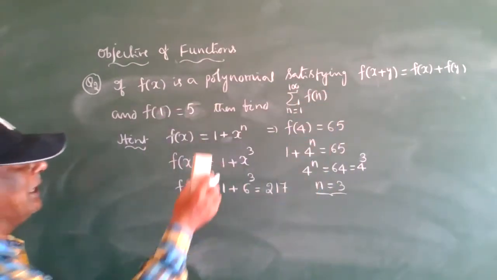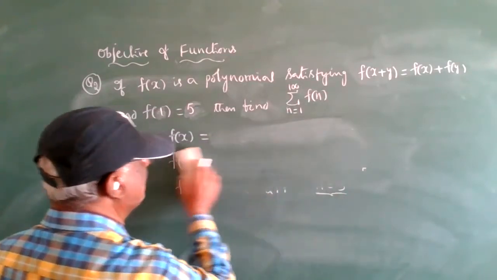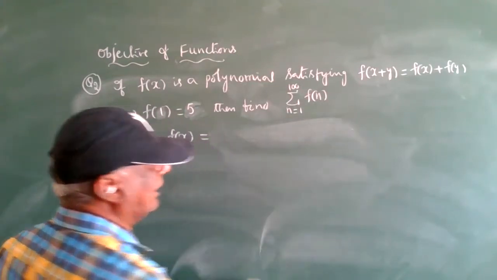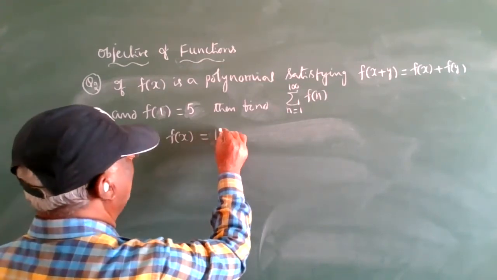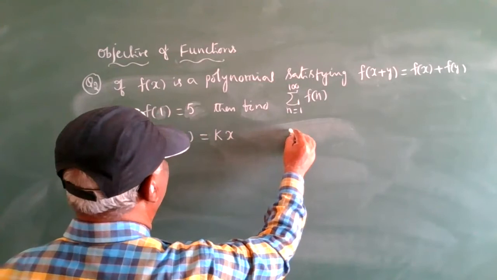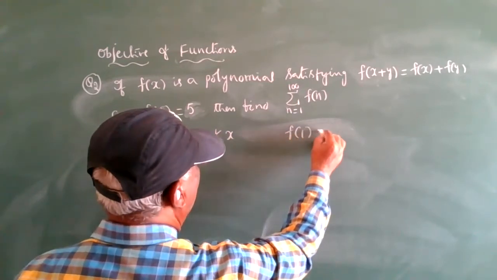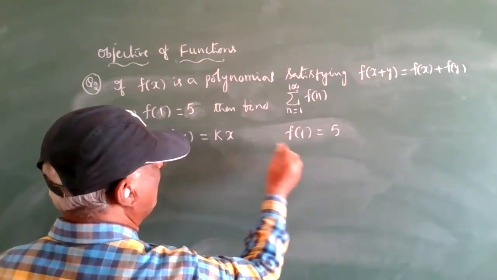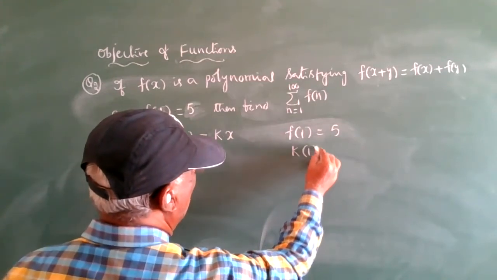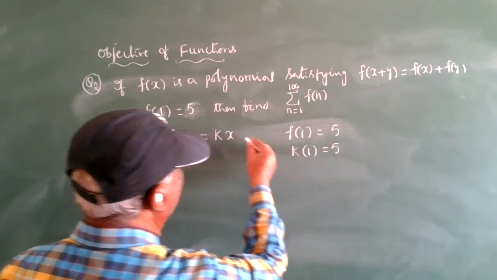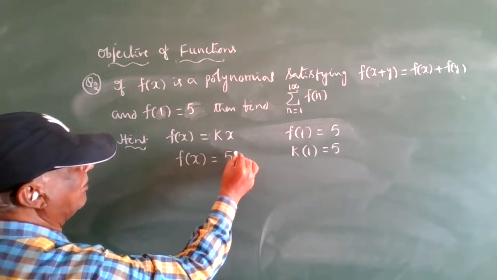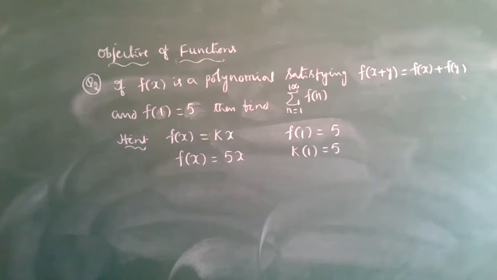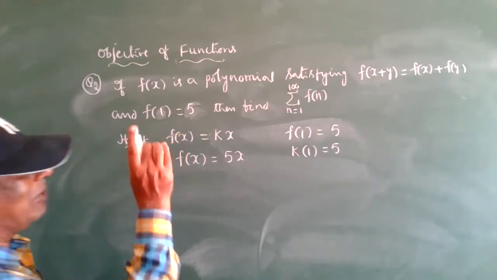So in the fourth point, f of x is equal to kx. Here it is given that f of 1 is equal to 5. Substituting x as 1, k into 1 is equal to 5, so k value is 5. f of x is equal to 5x. Is it clear? Now, what is the required answer?